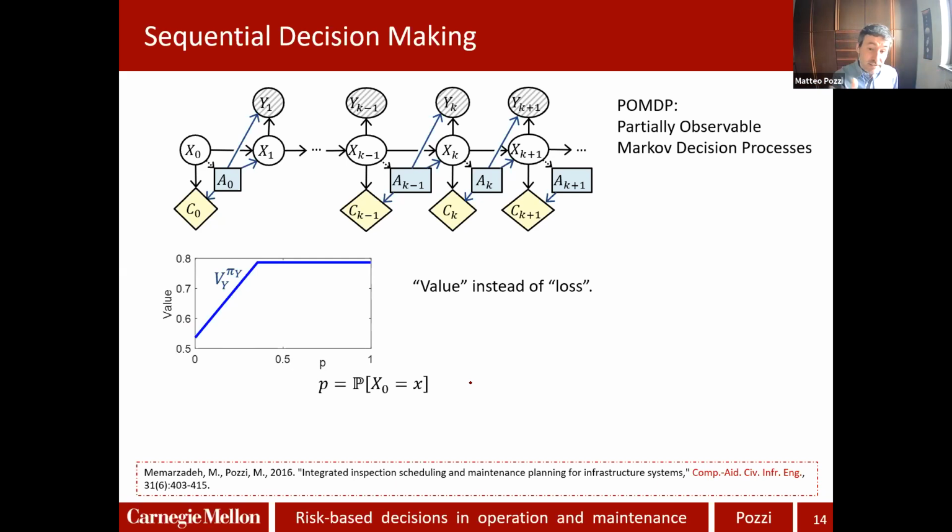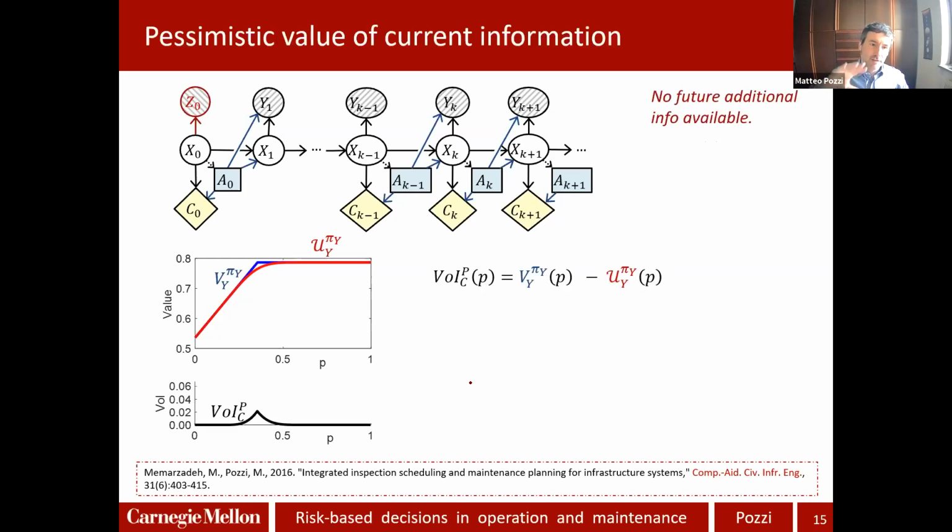And in this context, instead of dealing with a loss function, you have what is called a value function that accounts for the expected long-term cost until the end of time. And in this context, you can define different concepts of value of information. Something that we defined in the past, first of all, we focus on the value of current information. The idea: suppose that you haven't inspected a component for a long time, but right now you can inspect the component. What is the benefit of inspecting the component right now?